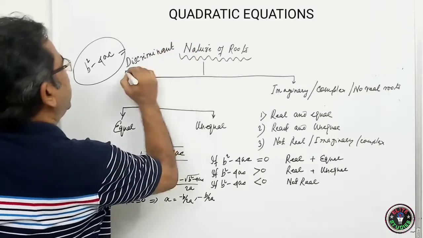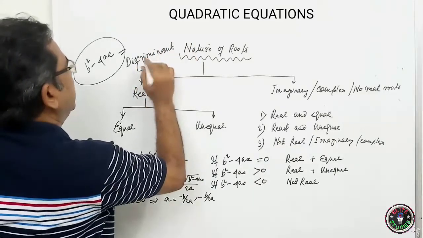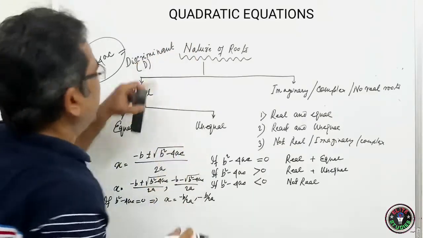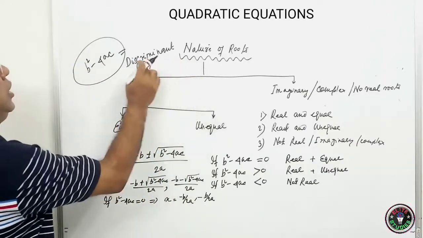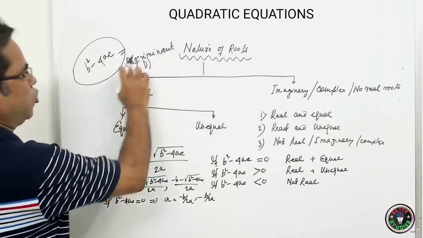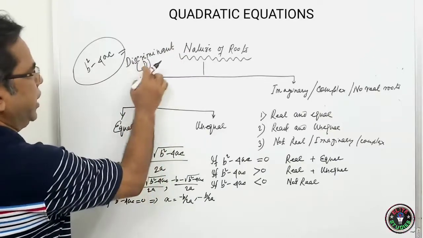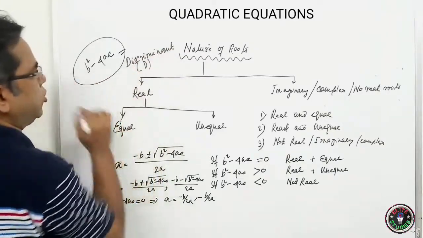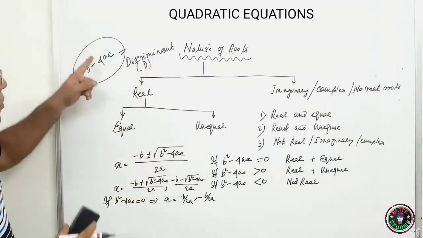Discriminant, or it is called sometimes D. Though it is not given in your book, sometimes in some books it is referred to as D. Instead of writing such a long word, discriminant, you can write D. D denotes discriminant, and D is equal to b square minus 4ac.